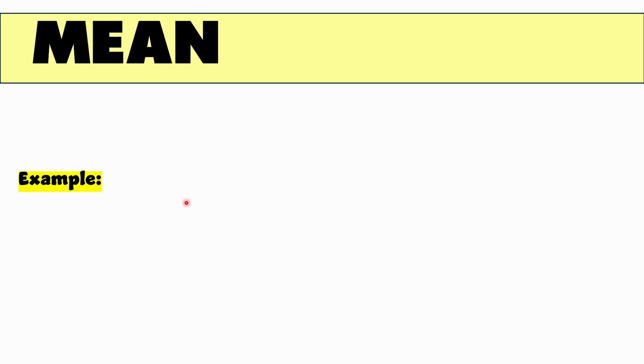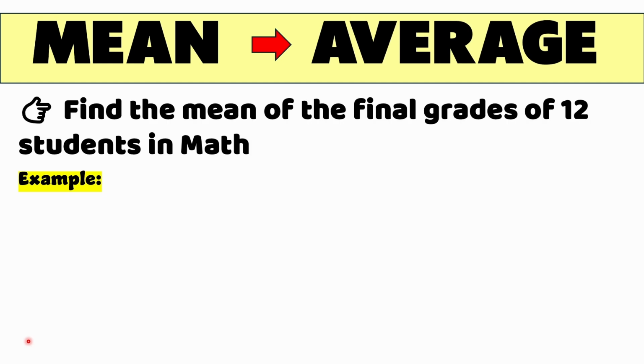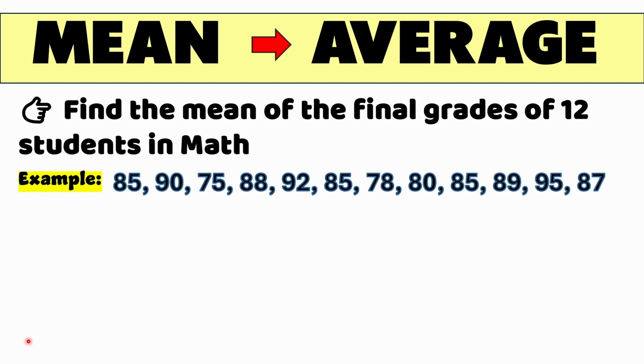Mean is just another word for average. So let's have an example. Find the mean of the final grades of 12 students in math. We have 85, 90, 75, 88, 92, 85, 78, 80, 85, 89, 95, and 87.